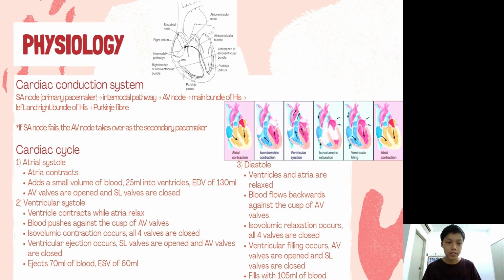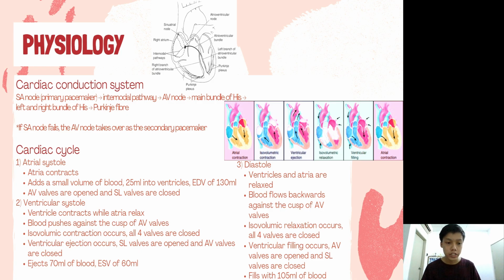So for the atrial systole, the atrium will first contract, as we can see here, and the blood will flow into the ventricle. Now when the atrium contracts, it adds a small volume of blood, which is 25 ml, and previously there is already blood within the ventricles. So in the end we will have an end diastolic volume of 130 ml. And in this phase, the AV valves are open and the SL valves are closed.